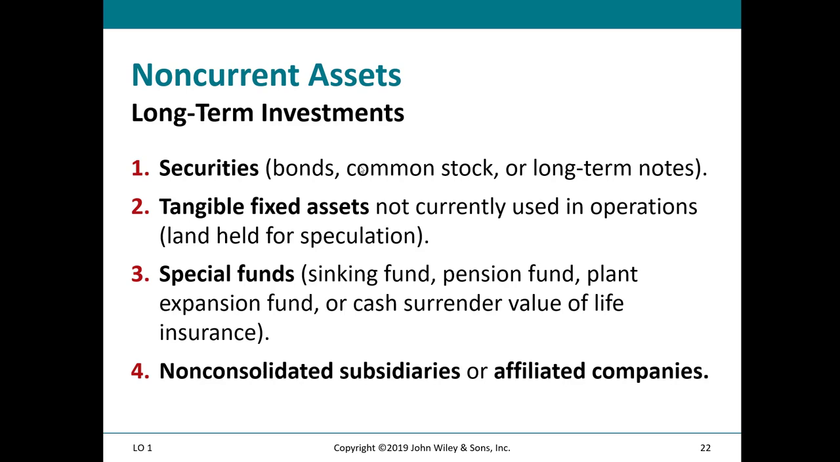So the first section, long-term investments, include things like securities, bonds, common stock, or long-term notes. But if they're included in long-term investments, they're not actively traded. So you plan on holding them for more than a year before you're going to be selling them. Tangible fixed assets. Tangible means that it has a physical presence. In a few minutes, I'll talk to you about intangible assets.